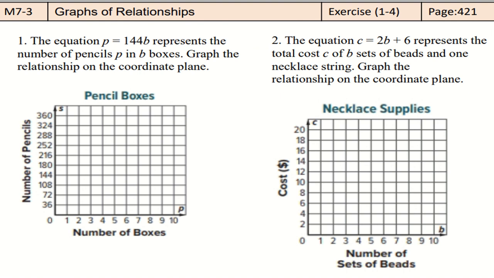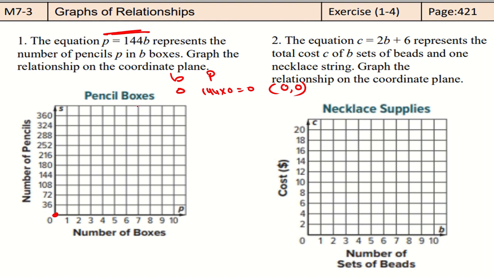Okay. Now, this is the important thing for your exam. This is for the graph, you will have to be very careful for this. The equation P is equal to 144 B represents the number of pencils P in box B. Graph the relationship. What I told you for this, just take two numbers for B and then find two numbers for P. So, here I am taking B as 0, then P will be 144 multiply 0 means 0. So, what will be the point? First point is 0, 0. So, 0, 0 is this point.